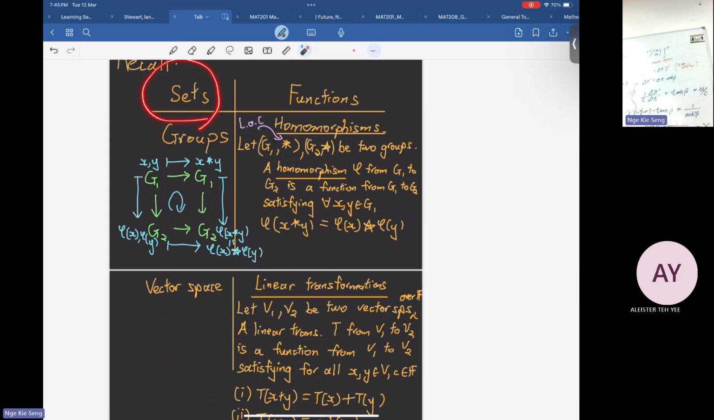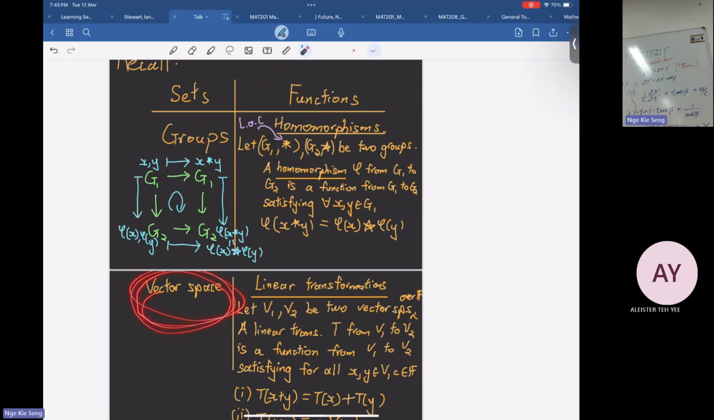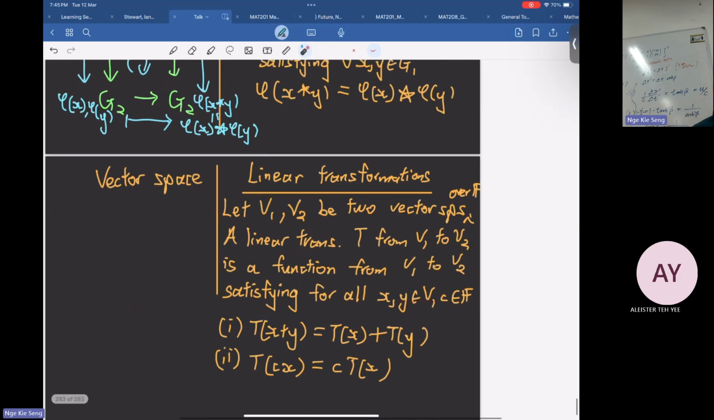So here, first, objects are sets and morphisms are functions. Second, objects are groups, and morphisms are homomorphisms, or sometimes we specify a group homomorphism. Third, objects are vector spaces, and morphisms are linear transformations. Sometimes, in physics, you will call a linear transformation a linear operator. You will also encounter this term linear operator; it is the same thing.